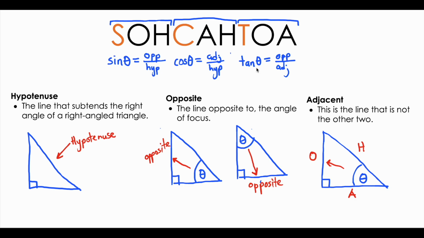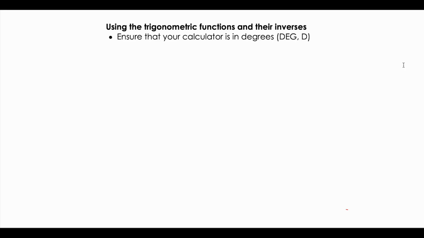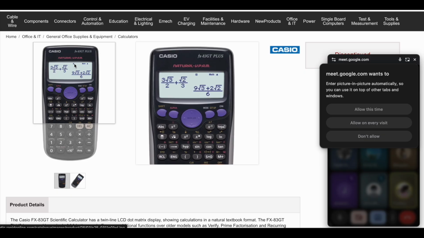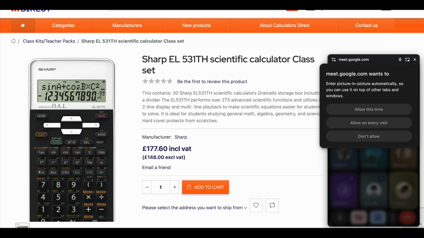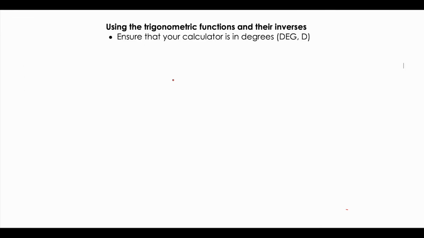So we need to know how to use it on a calculator. Once we understand that, we're going to combine everything and actually use these formulas. At our level, we want to ensure that our calculator is in degrees. Depending on what calculator you're on, it's going to show you DEG or D. If you look at the corner of your calculator, you should see it. You see how this one has DEG on it? So y'all calculators got that?